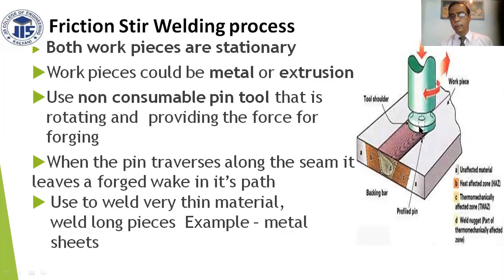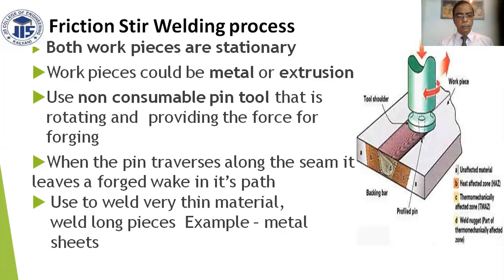This is the pin. Rotation. The two pieces are stationary. This is the heat affected zone. Weld nugget. This is a weld nugget. This is the shoulder and pin rotating, and the backing bar. So this is the figure of friction stir welding and how it works.